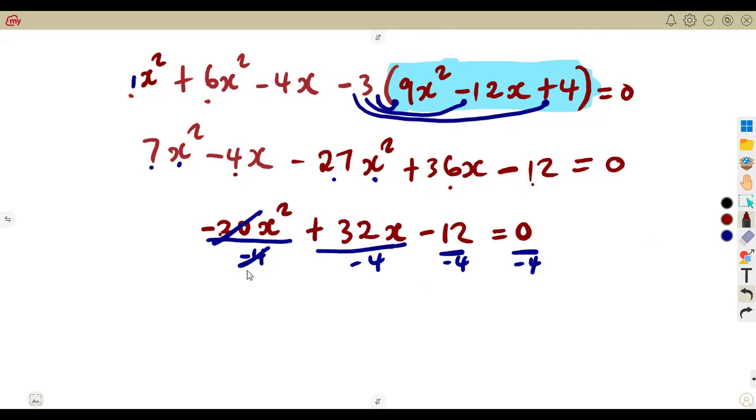So negative 20 by negative 4, that's 5x squared. 32 divided by negative 4, that's negative 8x. Minus 12 divided by negative 4 is a positive 3. That's equal to 0. So there we can use our factorization. We've got factors. Yes, you can use the quadratic formula. You can also use the factorization.